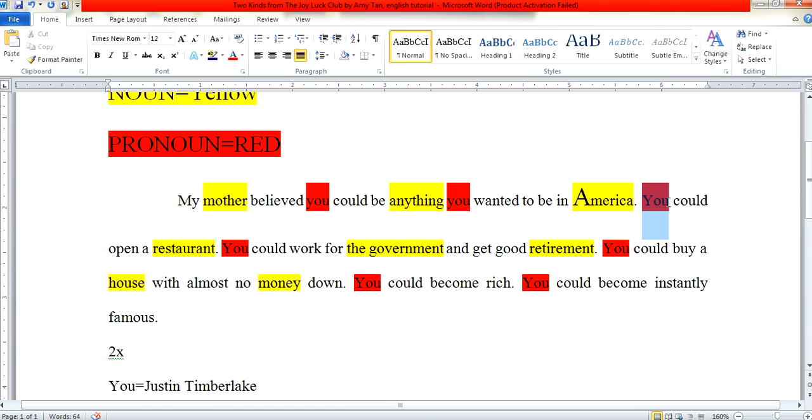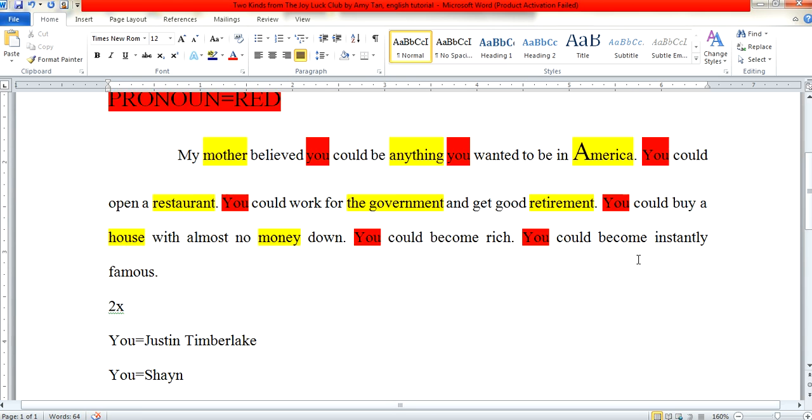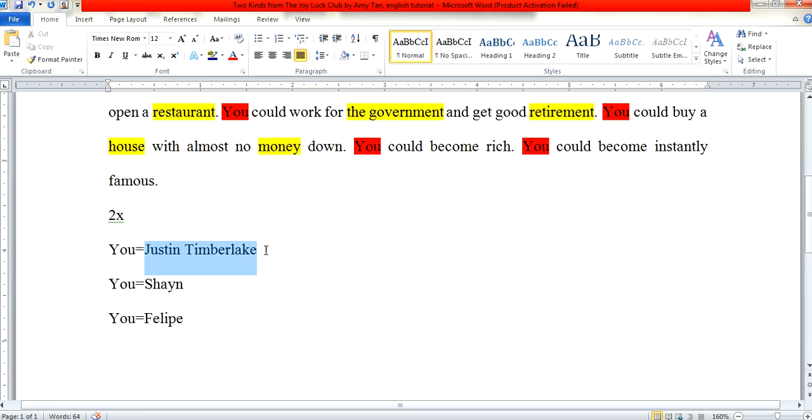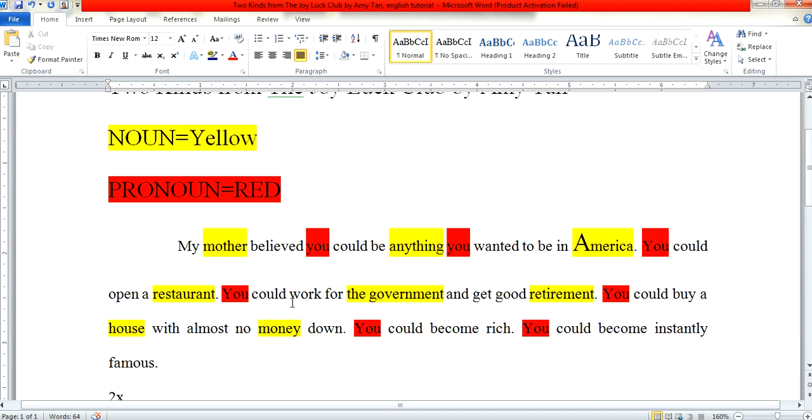So we identify that you is a pronoun. It's a second person personal pronoun and it's singular, meaning not more than one. It's just one person. One Justin Timberlake, one Shane, one Felipe. Right.